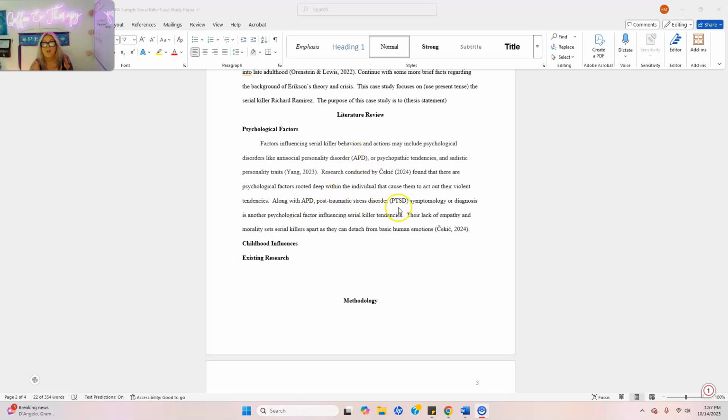Same with this one. You may assume everyone knows what PTSD is. I mean, I do, but not everyone does. So the first time you do that, you have to spell it out, then put it in parentheses, and then you can move on. You can then say PTSD, moving on.